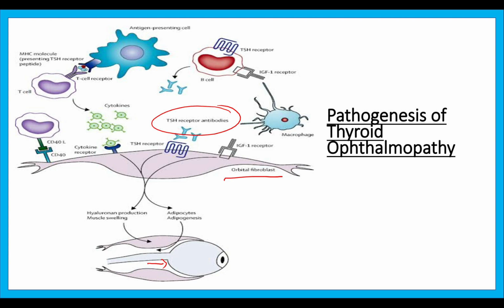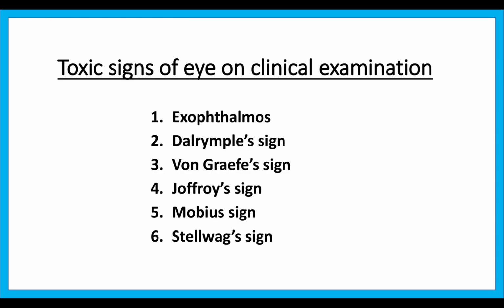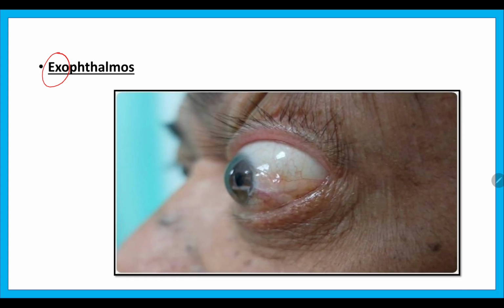Let us see the clinical signs now. The thyroid signs of the eye are exophthalmos, Dalrymple sign, Von Graefe sign, Joffroy sign, Mobius sign, and Stellwag sign. First, what is exophthalmos? We know exo is out, ophthalmos is the eyes. Here, the eyeball is abnormally protruding from the bony orbit.